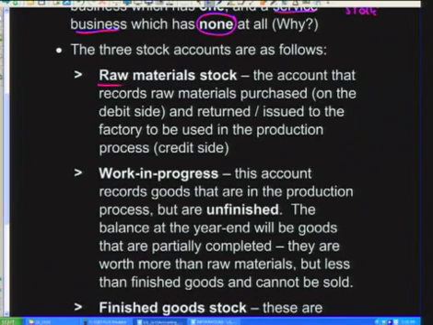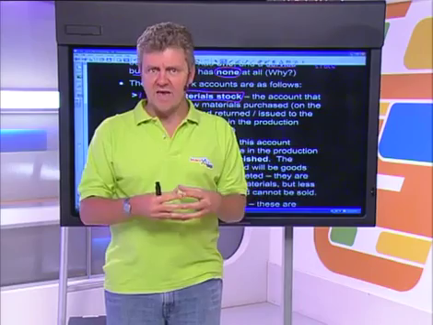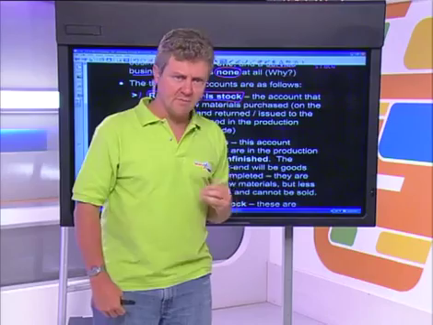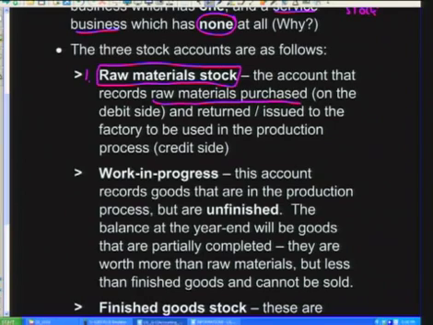First of all, we've got raw materials stock. This is your first one. If we are looking at a manufacturing business, it needs raw materials out of which to make its finished product. If I'm a business that manufactures cakes, I'm a bakery, what I'm going to need is ingredients such as flour, water, eggs, sugar, that sort of thing. Bake a cake out of it, those are going to be your raw materials. Those need to be purchased from other businesses, and the account that records raw materials purchased is going to be our raw materials stock account.